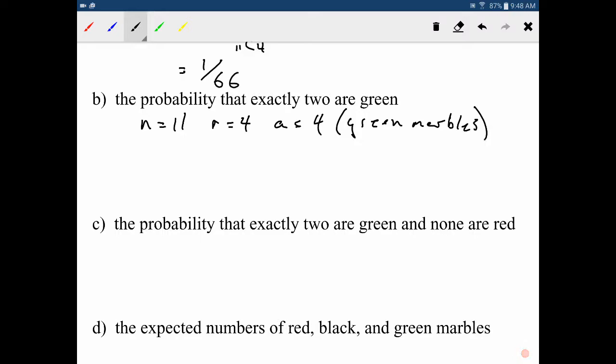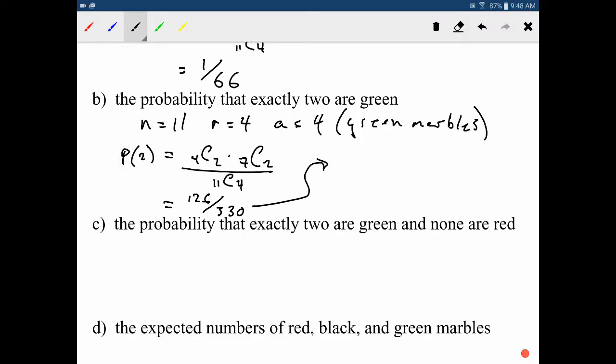But from there, I want to know what's the probability of 2. So I'm going to have 4 choose 2 times 7 choose 2 over 11 choose 4. And so that's going to give us 126 over 330, which reduces to 21 over 55. And that's my final answer.